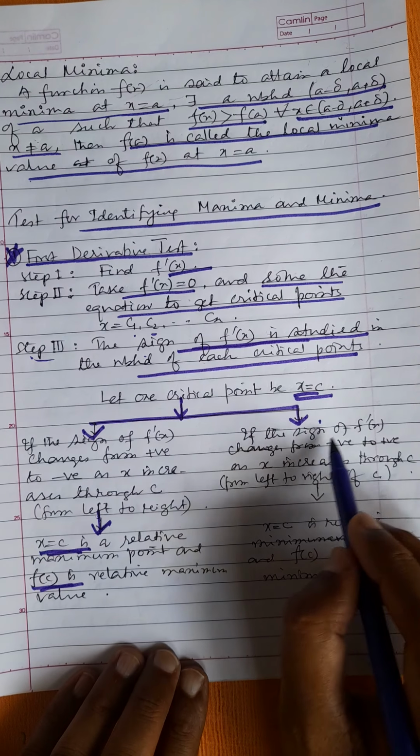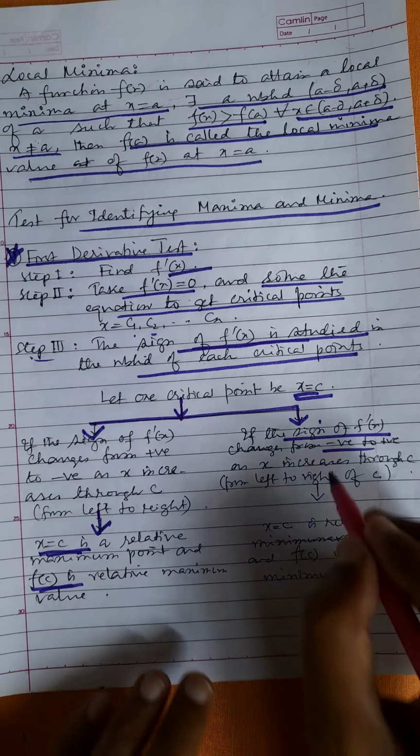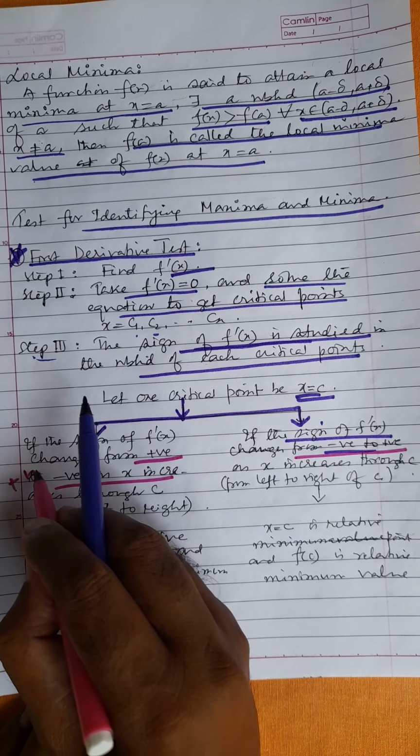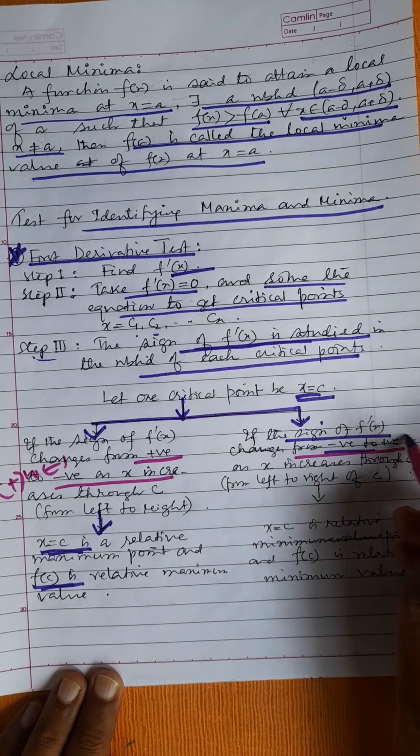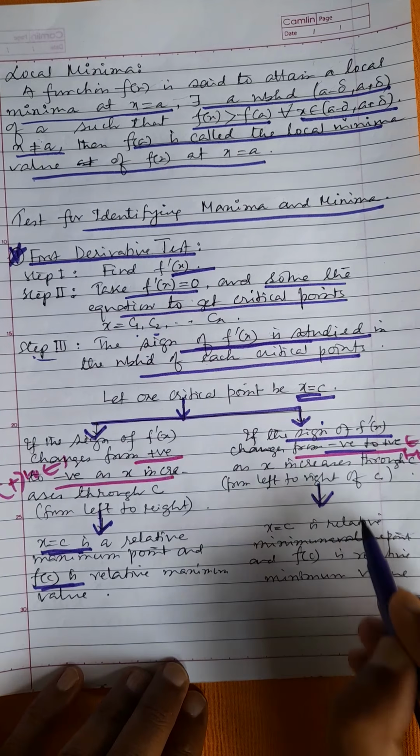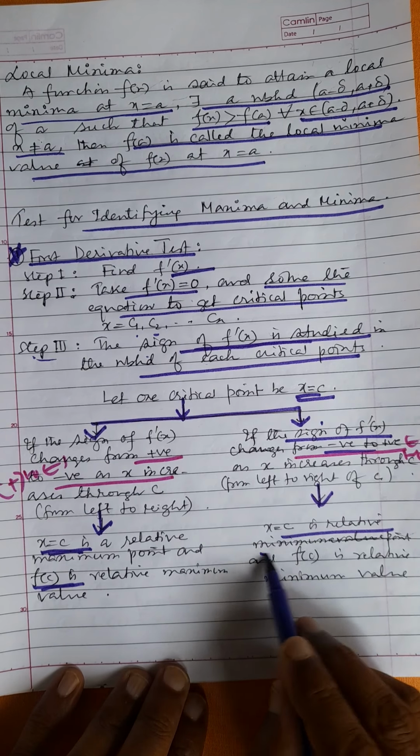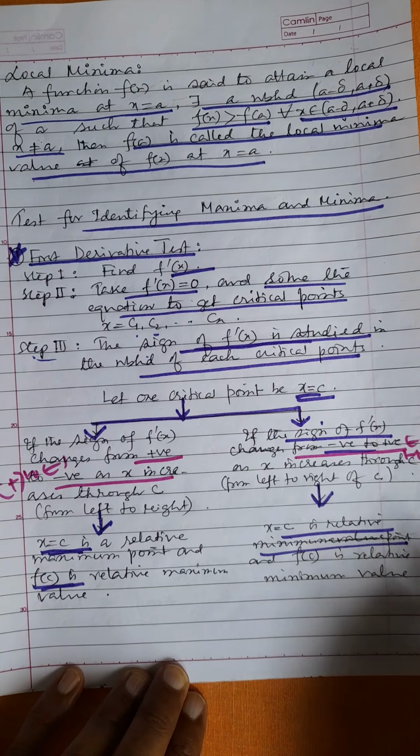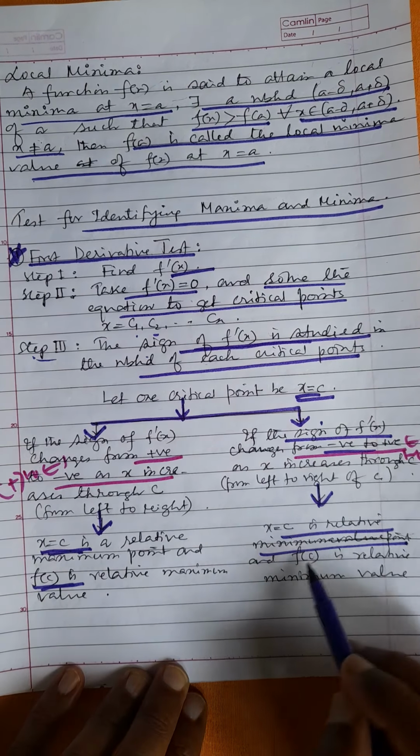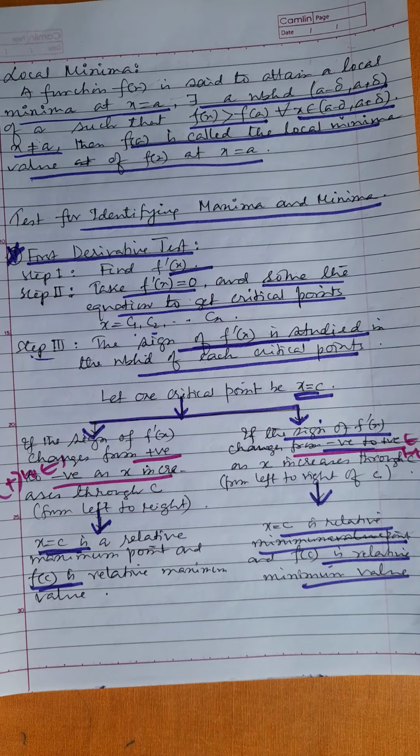And if the sign of f'(x) changes from negative to positive, that is minus to plus, then x = c is a relative minimum point. Positive to negative, plus to minus, gives a relative maximum point, and here, minus to plus, gives a relative minimum point, and f(c) is the relative minimum value.